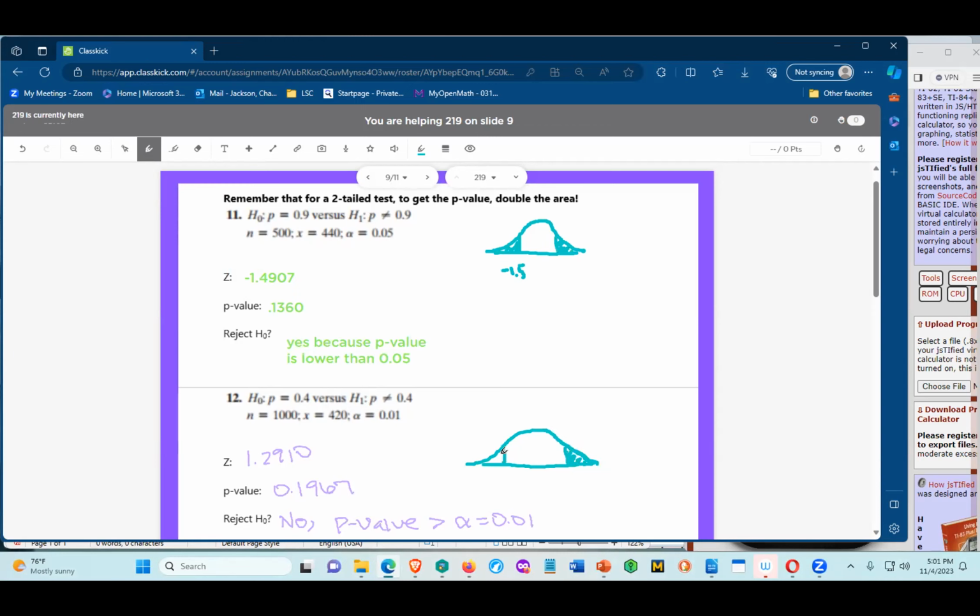What do you mean? Your p-value is 0.1360. A lot of times people have the question, let's see, 1.29.